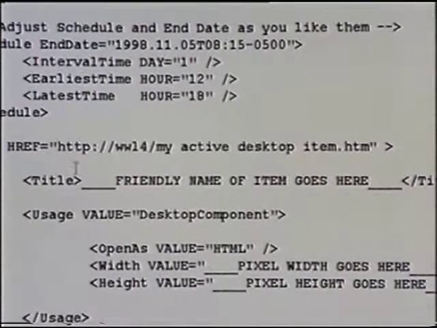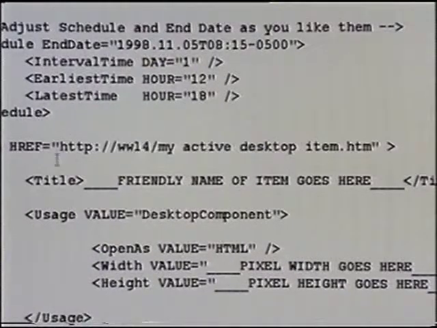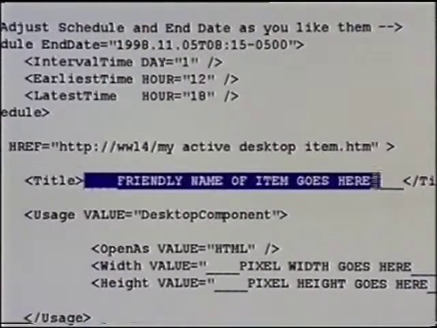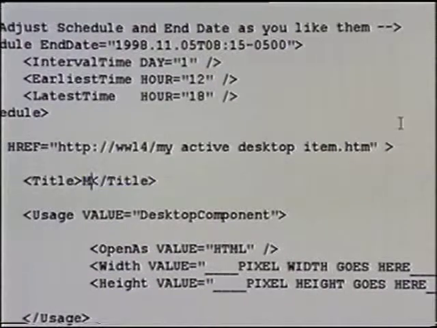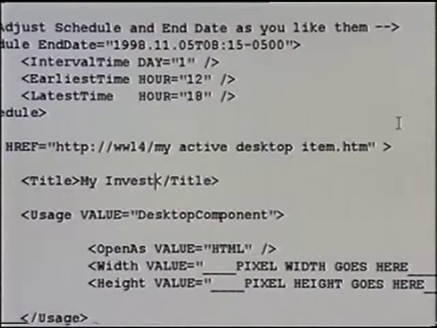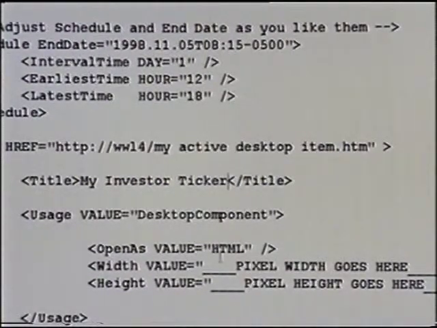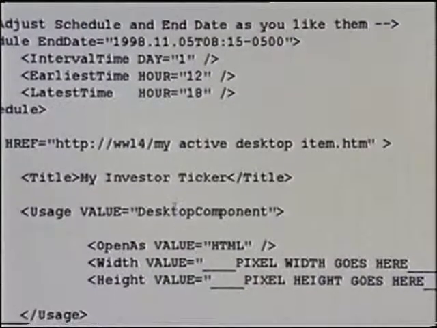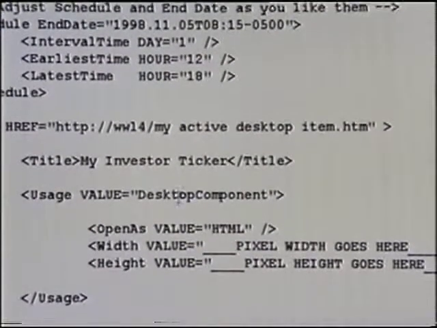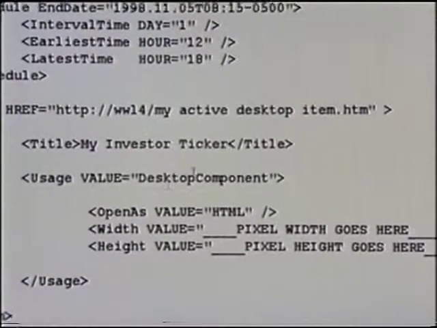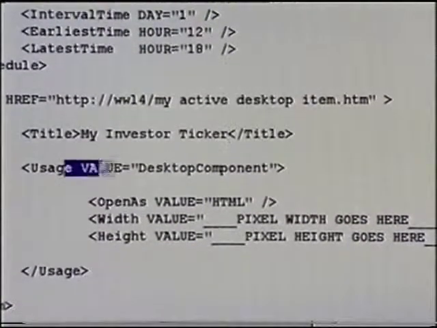And I'm going to give my active desktop content a friendly name, because this will show up in a list along with other things that I'm going to need to configure the active desktop item. So let's call this my investor ticker. And earlier I noted that we have a usage tag that labels this CDF file as intended for a desktop component. And you can see that going on right in here.